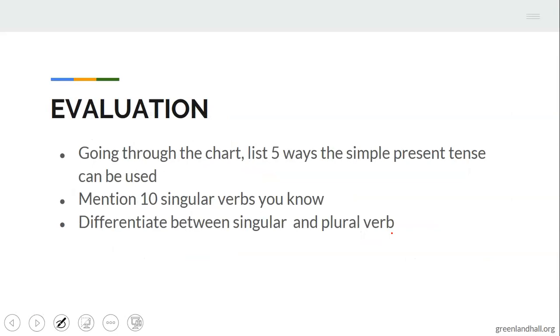Now, we have come to the end of the class on the simple present tense. Just like I told you in the objective, at the end of the class you should be able to define the simple present tense, know how to use it, differentiate between singular and plural verbs, and recognize singular and plural verbs in sentences.